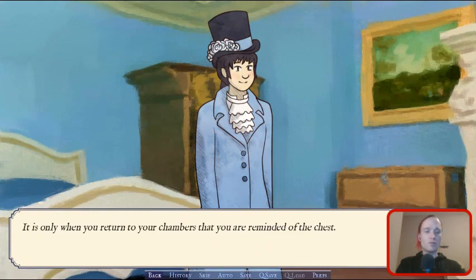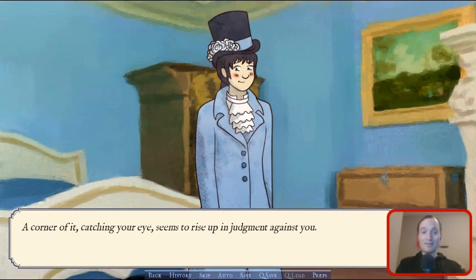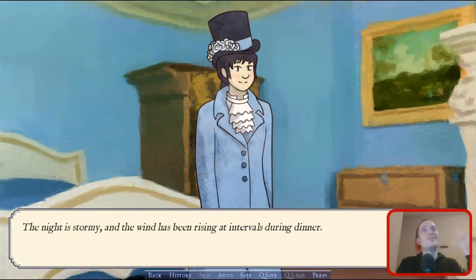Okay. Oh, is there more spooky stuff? Oh, okay. The chest has come up again. Reminded of the chest. Is there a secret compartment in it? The chest, the horrible chest, the beating chest. The night is stormy, and the wind has been rising at intervals.